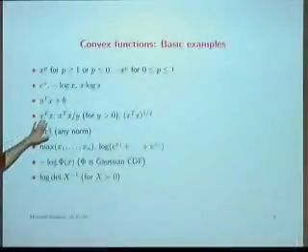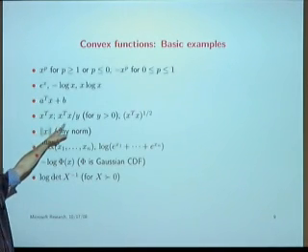So there are some obvious ones. Powers are either convex or concave, depending on the exponent. You know, exponential, negative log, entropy, negative entropy. These are convex functions. I mean, these are very easy to show. Any affine function is convex. Sum of squares is convex.